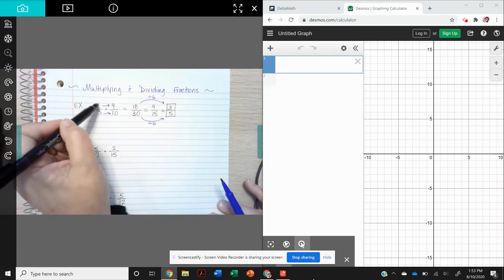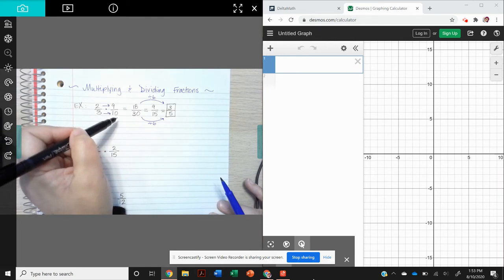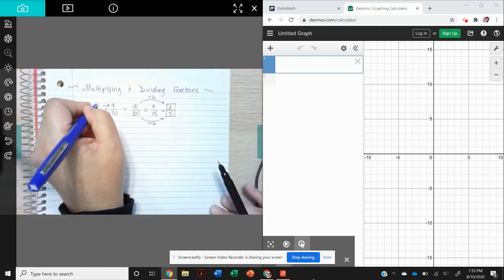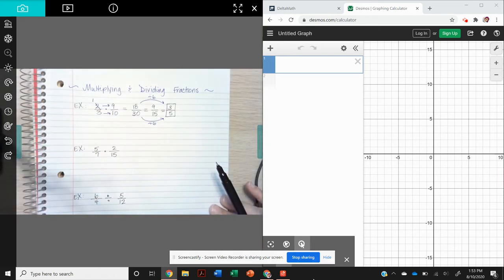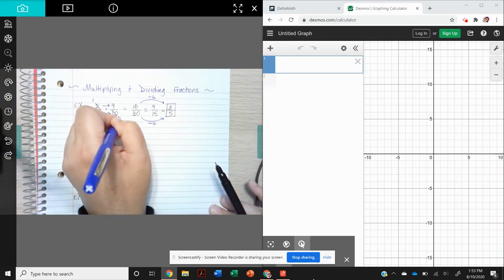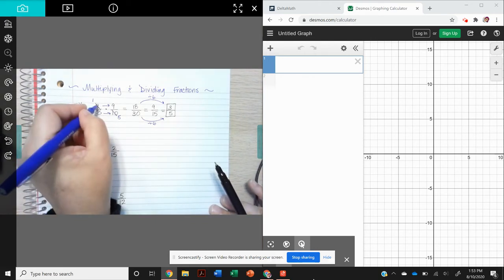So if I look here at 2, and then down here on the bottom I have 10, well, both of those numbers are divisible by 2. So if I had taken 2 and divided it by 2, I would have gotten 1. Notice how I crossed it out there. And if I take 10 and divide it by 2, I get 5. And I could have done that over the top and the bottom directly if I wanted to.